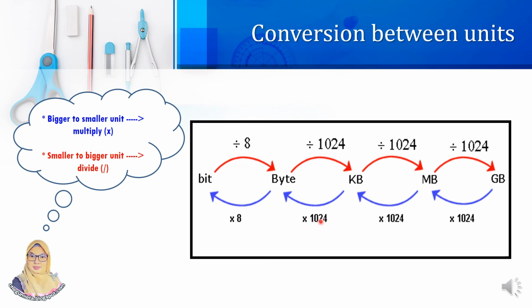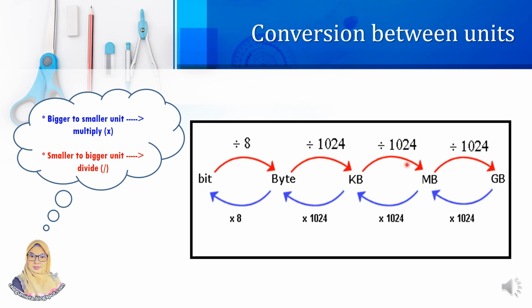How about smaller unit to bigger unit? Let's say from byte to megabyte. The question asks you to convert from byte to megabyte, so you need to divide the value 2 times by 1024. From byte, divide by 1024 and you will get kilobyte. Then you divide another time by 1024 to get the megabyte unit.